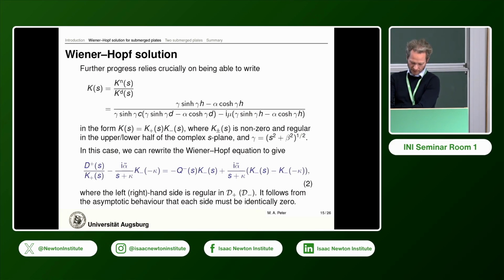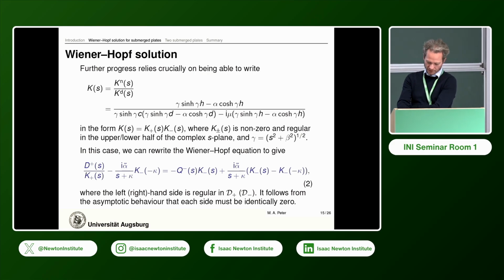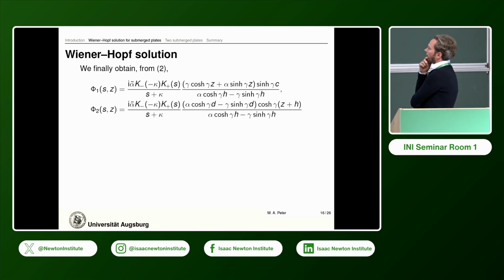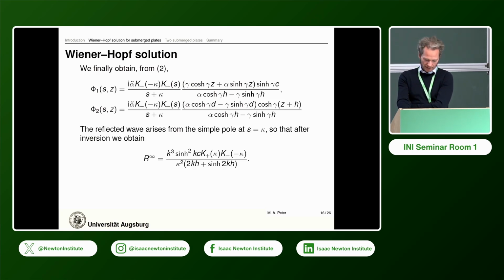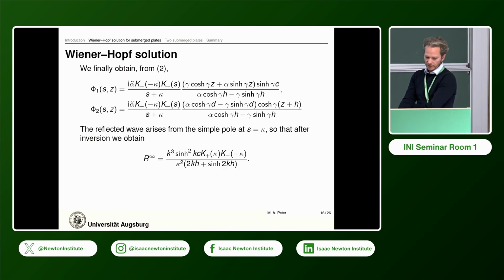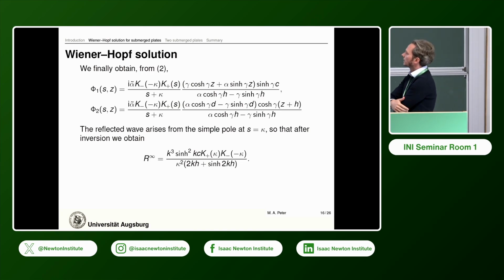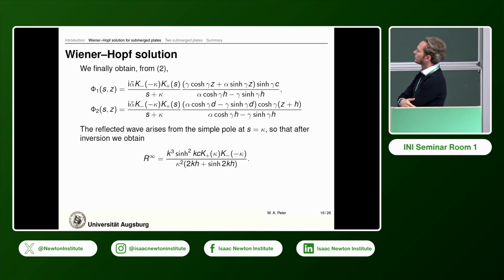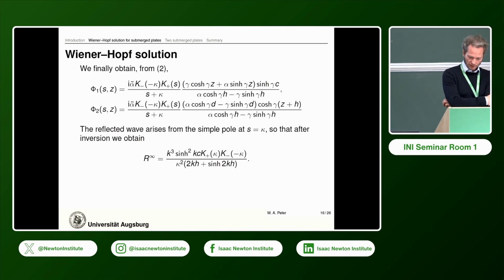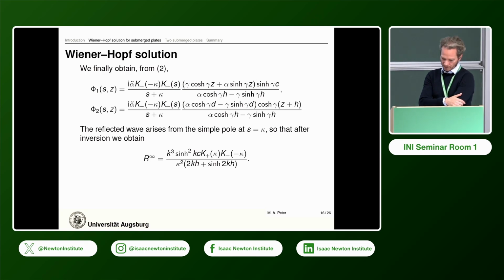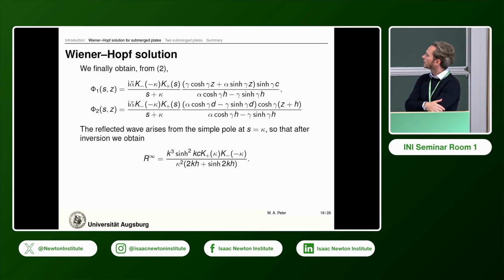Okay, and in the end, either way, it's Liouville's theorem, right? Then from that I get the equation. Well, these are the expressions, and I can read off the reflected wave from the inverse Fourier transform from the integration, and the reflected wave arises from the simple pole at s equal to kappa, the open water wave number, and then you get this very, very nice and simple formula.